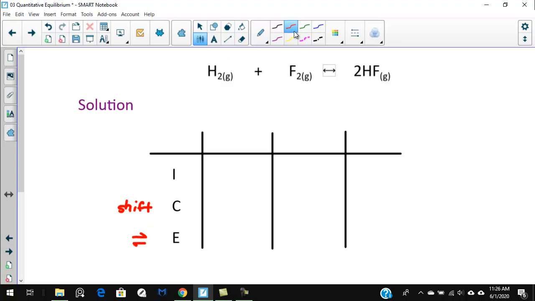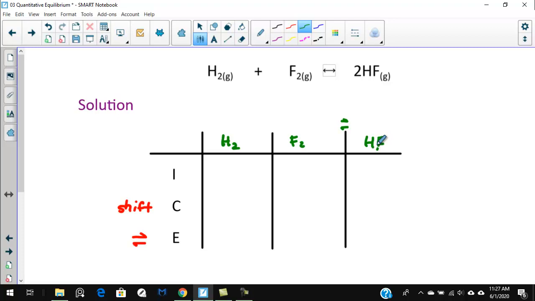Okay, so what we do is we take these, we're just going to put these at the top. So this is where our H2 goes, our F2 goes here, and then I'm just going to put a little set of arrows here just to remind myself that's where the arrow is in the equation, because it's important to tell reactants from products. And then I'm going to put the HF down here. Okay. And then let's fill a few things in.